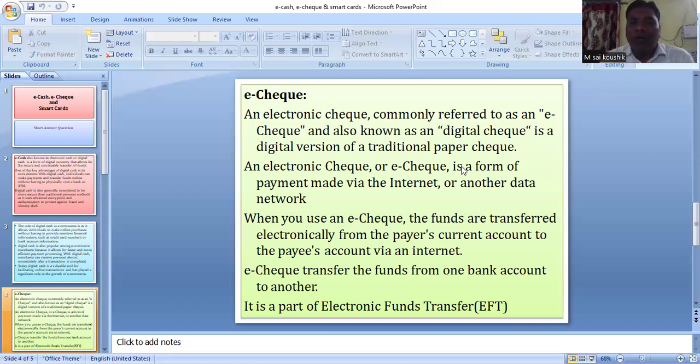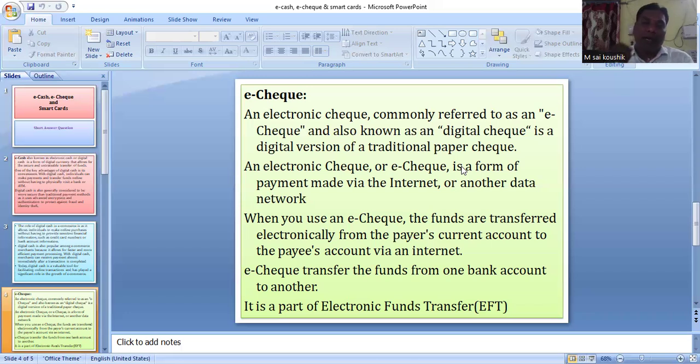An electronic check or e-check is a form of payment made via the internet or another data network. When you use an e-check, the funds are transferred electronically from the payer account to the payee account via internet. I repeat my words very carefully here. When you use an e-check, the funds are transferred electronically from the payer current account to the payee current account.